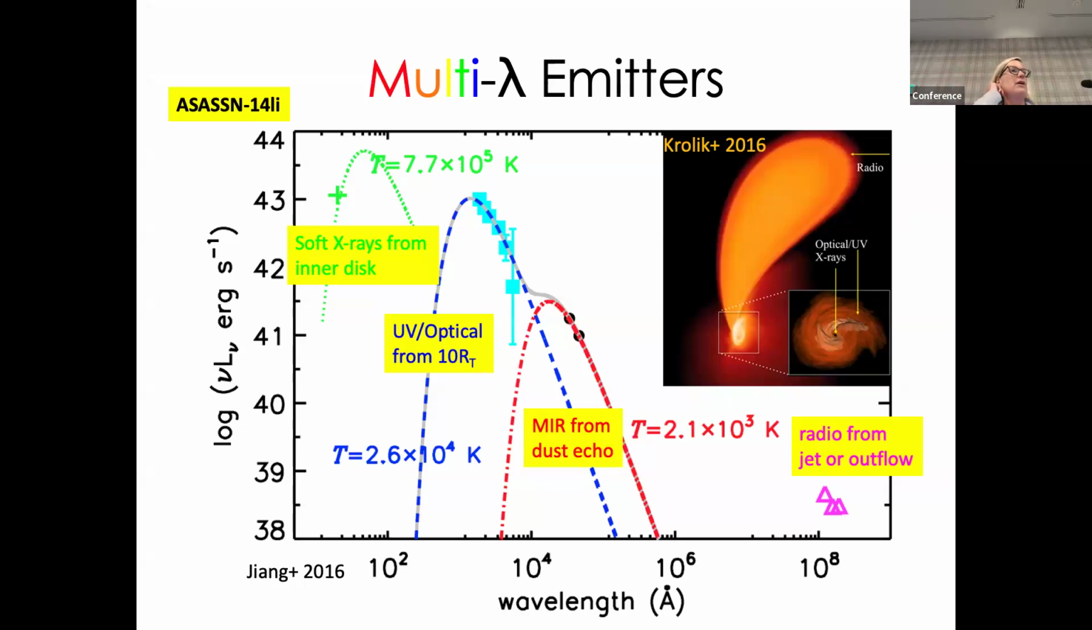They show soft X-ray emission from the inner accretion disk, this compact disk that forms from the tidal debris. They show a luminous UV optical component that we're not sure exactly what causes it, but it's coming from outer, larger radii, perhaps from the debris streams reprocessing the inner accretion disk emission. We also see transient mid-infrared emission from a dust echo, from dust that happens to be in the vicinity that reprocesses the UV radiation. And then sometimes we see evidence of radio emission from a jet or outflow.